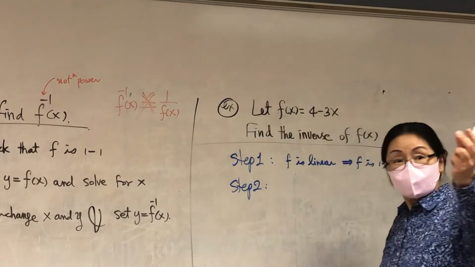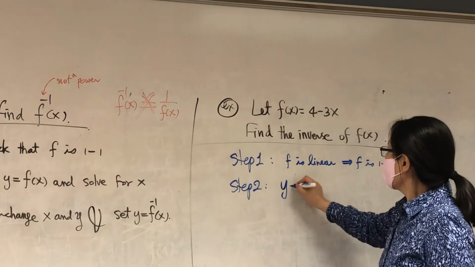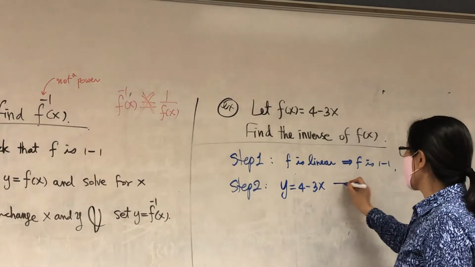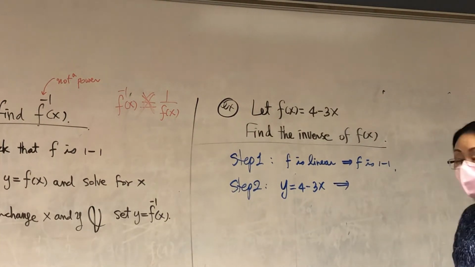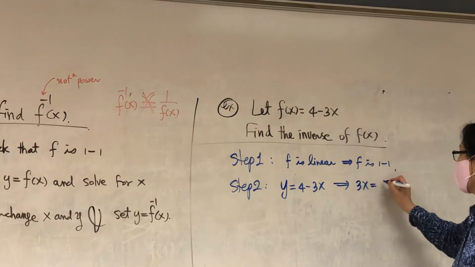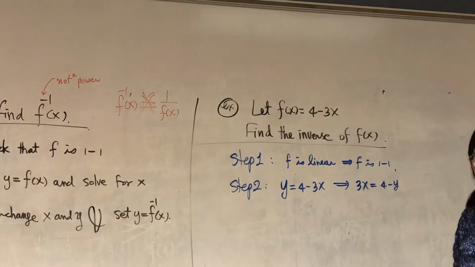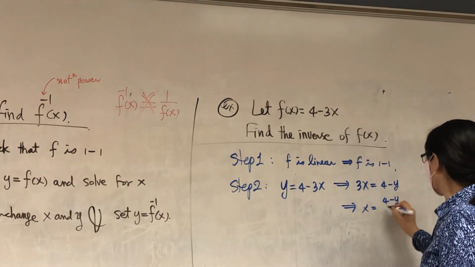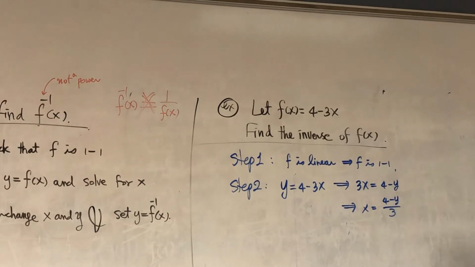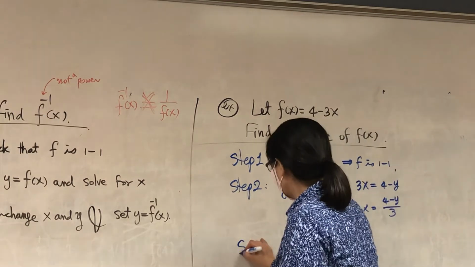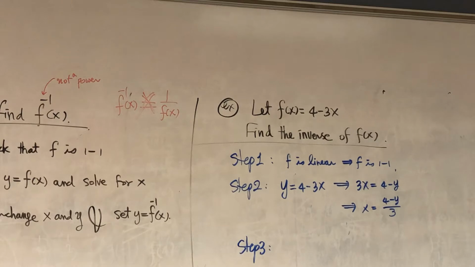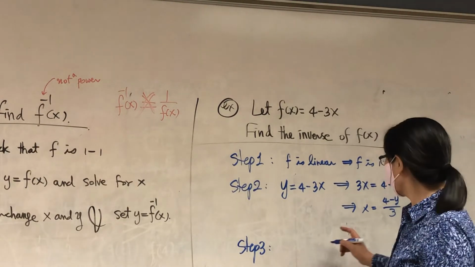Step 2. Set y equal 4 minus 3x. And then solve for x. Isolate x. So 3x equal to 4 minus y. And then isolate x, so it is 4 minus y over 3. Step 3. What do you need? Interchange x, y.